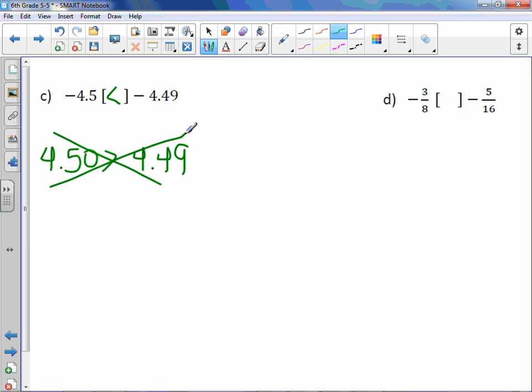Letter D, negative 3/8 and negative 5/16. Well, I'm going to make common denominators here. 16 will be my least common denominator, so I'm going to multiply this first fraction, numerator and denominator, by 2. So we are comparing negative 6 over 16 and negative 5 over 16. Again, remember, if they were positive numbers, this would be bigger, but they're not positive, so this is bigger. So negative 6/16, or in other words, negative 3/8, is less than negative 5 over 16.